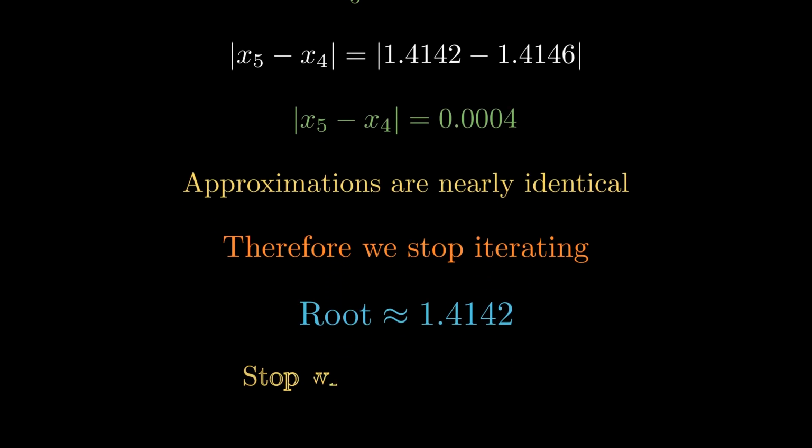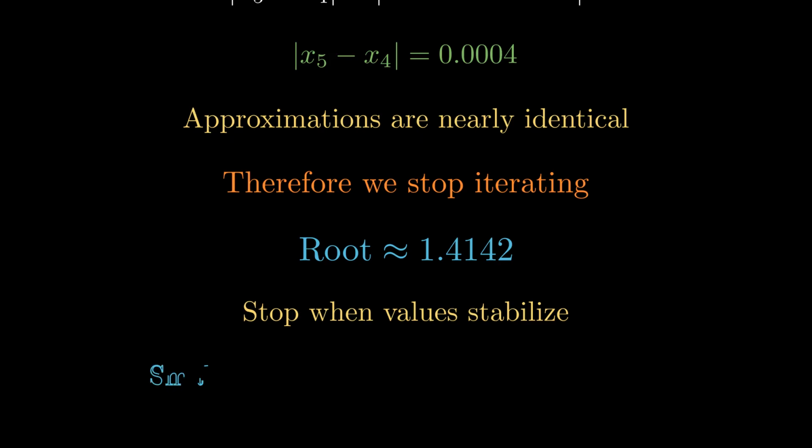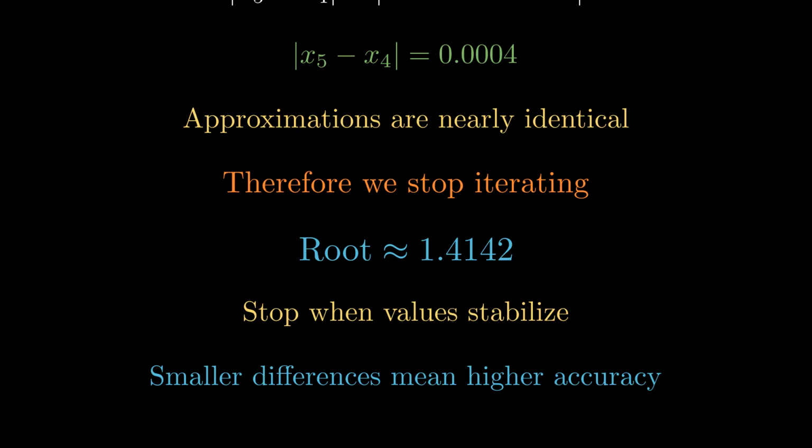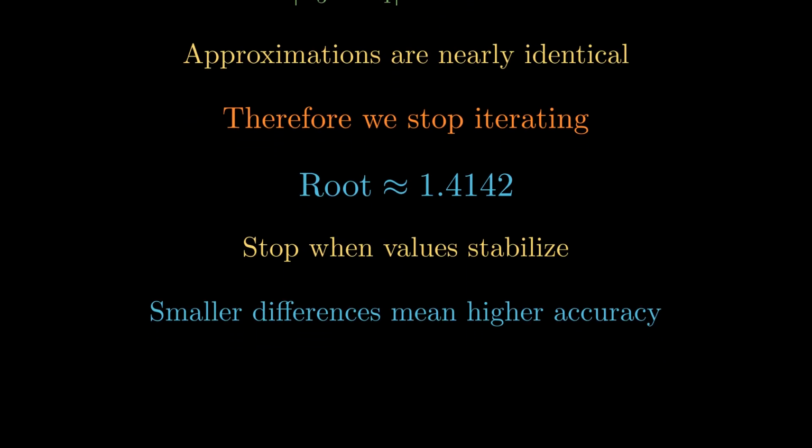In numerical methods, we usually stop when successive approximations become very close. The smaller the difference between approximations, the more accurate the solution becomes. Even after convergence, tiny round-off errors may still exist because decimal values are rounded.